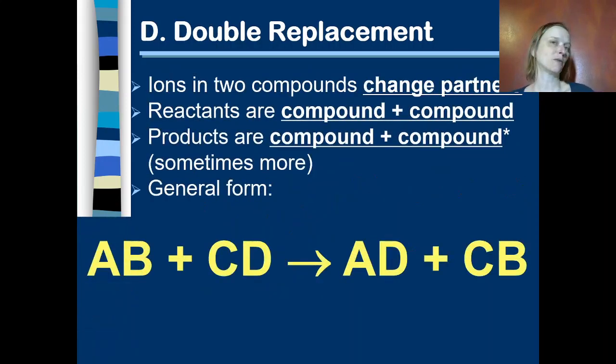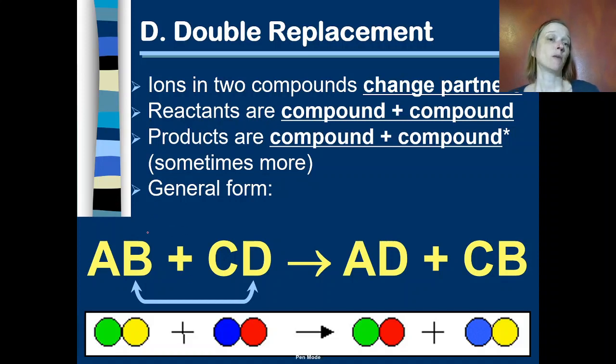Next, we have double replacement. So if single replacement was about like some weird love triangle, this is like a love square or something like this. So in a double replacement reaction, ions in 2 compounds change partners. The reactants are compound plus compound, and the products are compound plus compound. It is actually possible in a double replacement reaction to have more than 2 compounds at the end, because sometimes there are kind of further reactions.